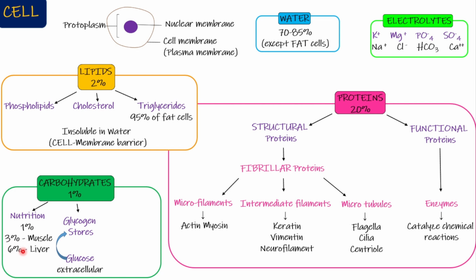Other than nutrition, carbohydrates are also involved in making some structures like glycoprotein. Glycoprotein is also involved in making the cell membrane. So this is it. These were the basic components of the cell.